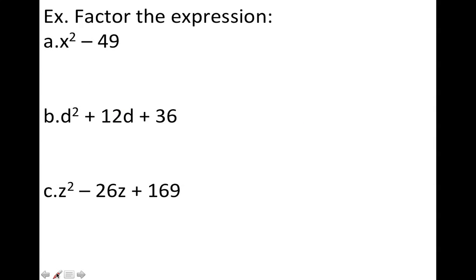So to factor these expressions here, again, we're going to have our 2 parentheses. Taking the square root of your first term, the square root of x squared, square and square root cancel out, you're left with x. And if you take the square root of 49, you get 7. And remember, we don't have that middle term, so we'll have 1 positive and 1 negative.